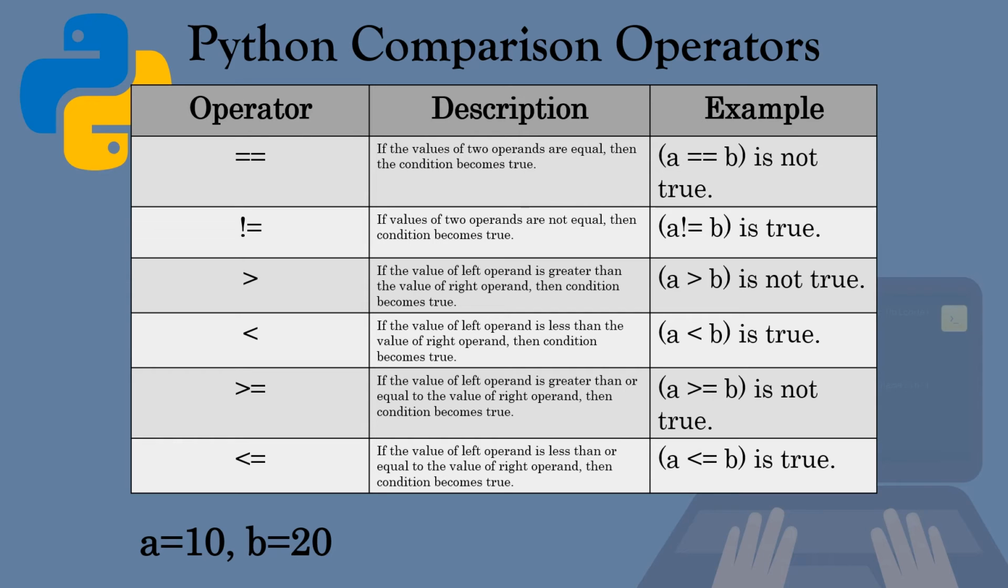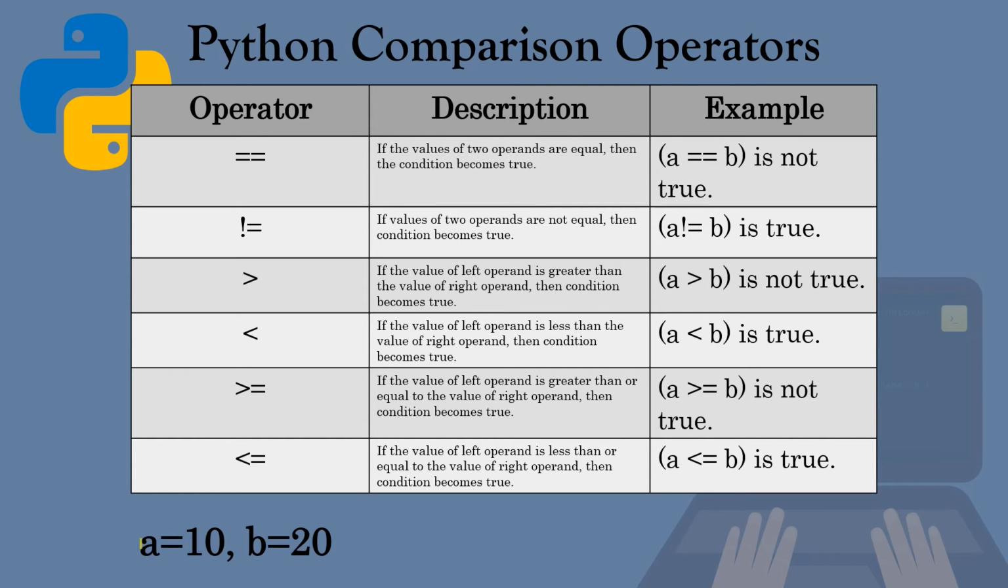And then, next is the greater than. So, if the value of left operand is greater than the value of right operand, then condition becomes true. So, meron tayo dito, is A greater than B, which is not. Kasi nga, mas mataas si 20 kaysa kay 10. So, the answer is not true.